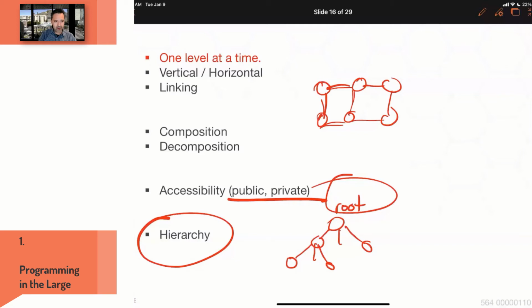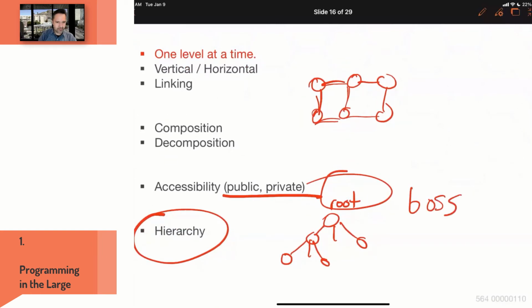Why the root? Think about this: top down. The idea with a hierarchy is that you have one. If you know the boss, if you communicate with the top of the tree, everyone down works for you.